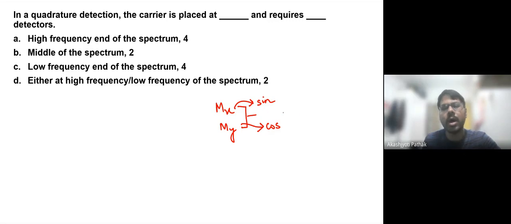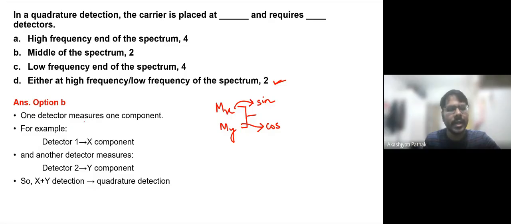And also, in quadrature detection we want to detect both the positive frequencies and the negative frequencies. That is why your carrier has to be placed at the center, at the middle of the spectrum, and it requires two detectors. Okay, so the answer is option D.